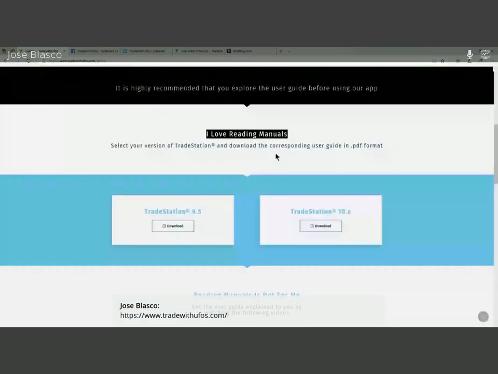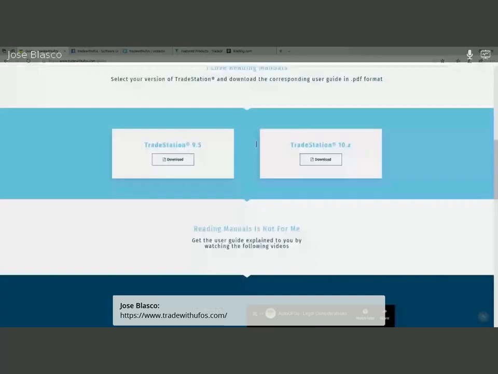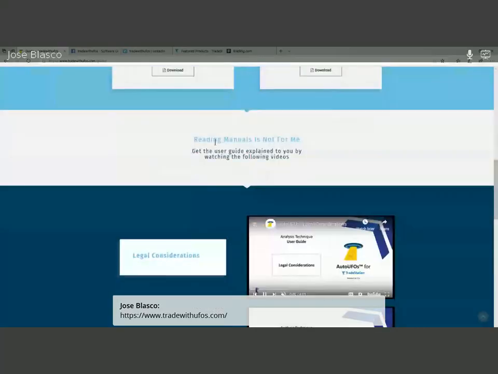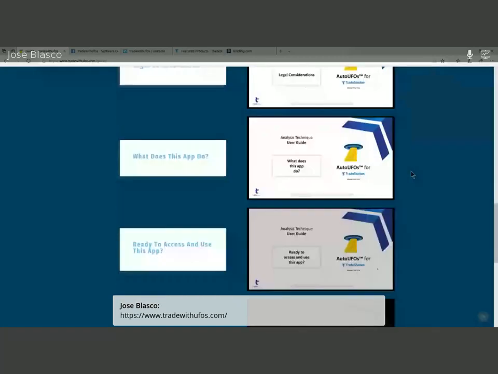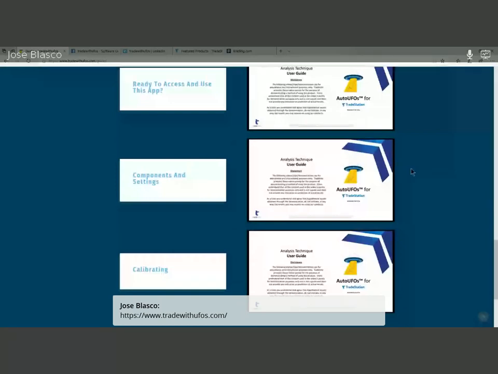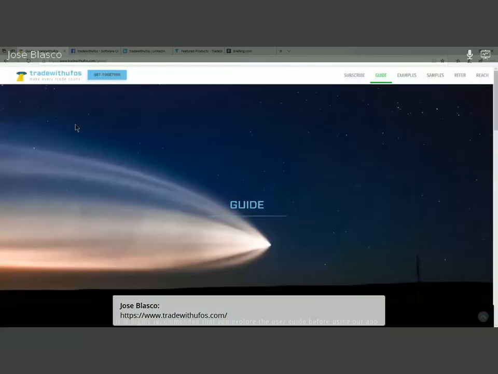If you don't like reading manuals, we have also created a collection of videos which kind of emulate the manual, but now you are being explained what the manual says, and therefore it is a little more entertaining. It's less on the boring side, if you don't appreciate manuals. But it's very important for you to expose yourself to this information, because obviously this information is critical. For example, calibrating is very important, components and settings, etc. So please take a look at the guide section. Make sure you become familiar with it, so you understand the tool.